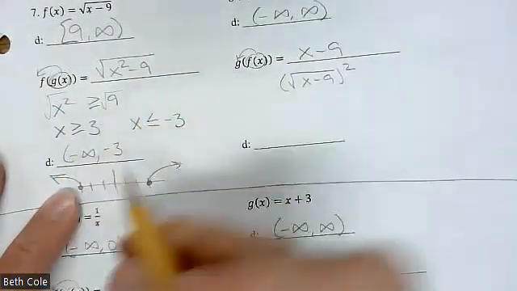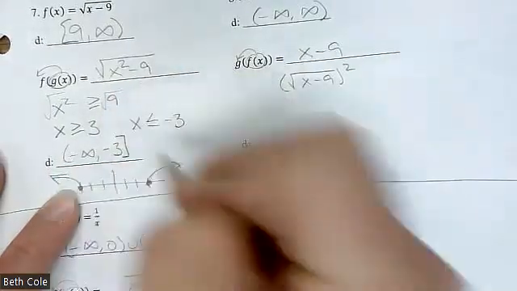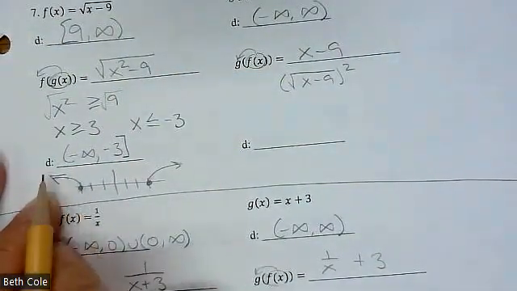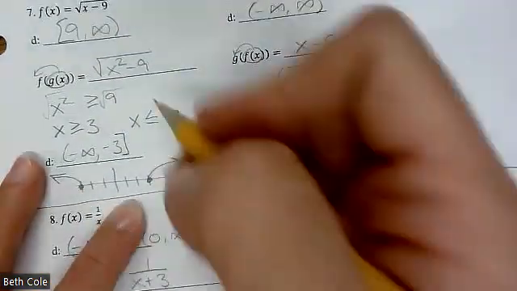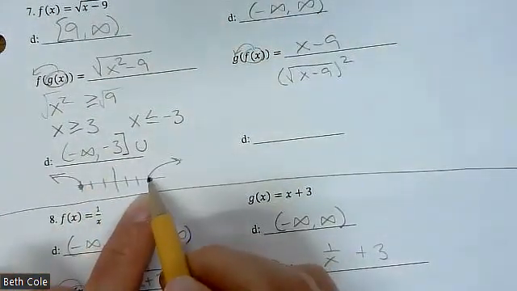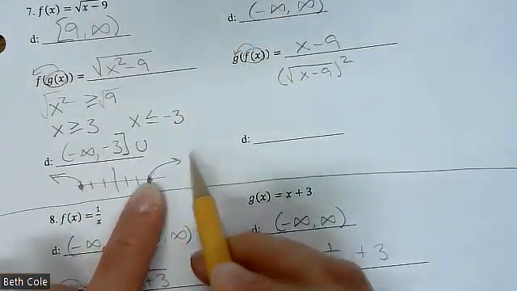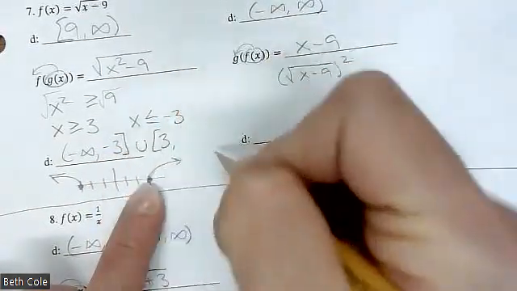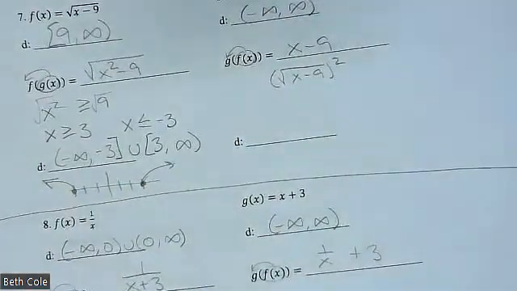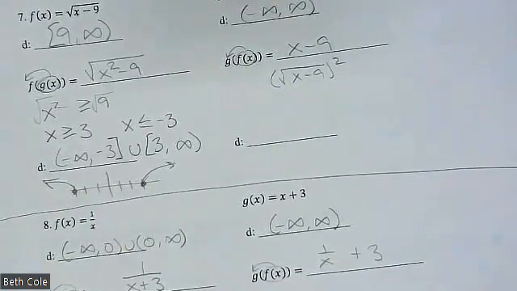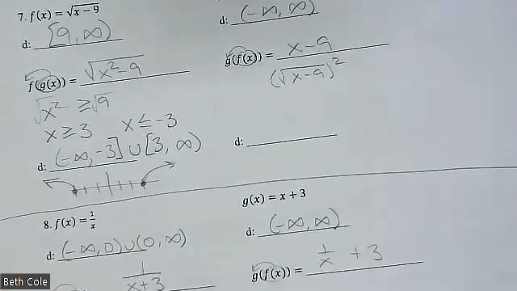-3 with a bracket. Good. That's like this little antenna. Union, and then where do we pick up on the other side? 3 with a bracket. Good. To infinity. They look like this. They're cute. Little antenna. I like those ones.